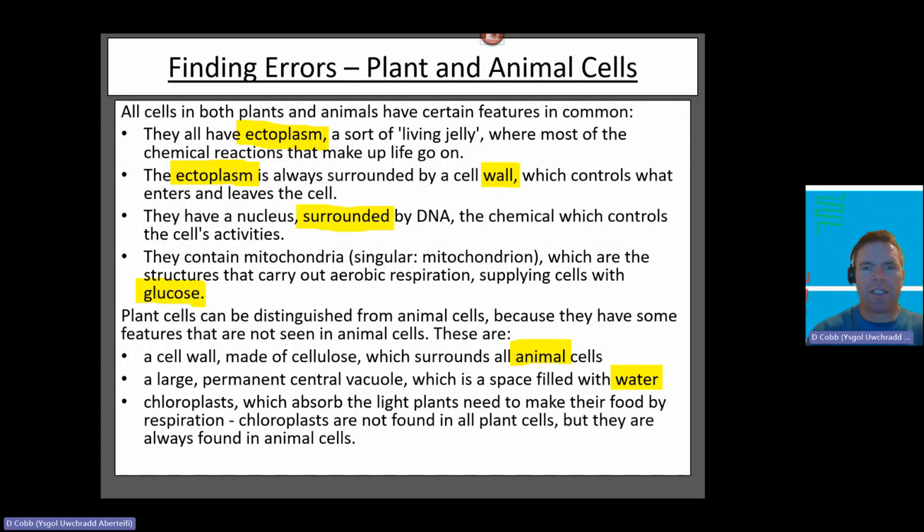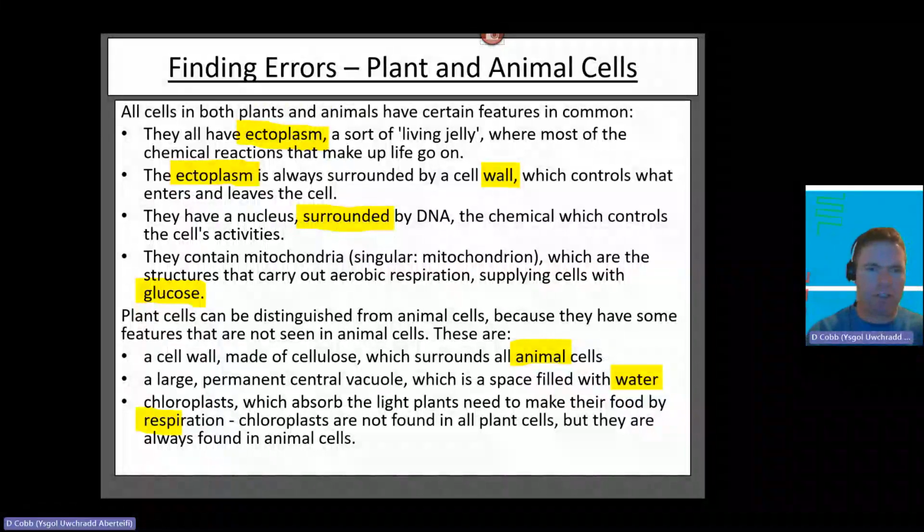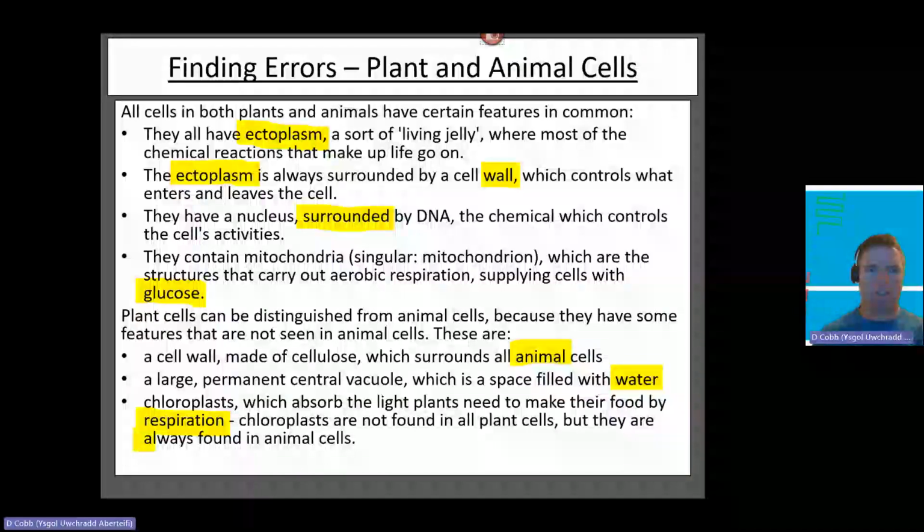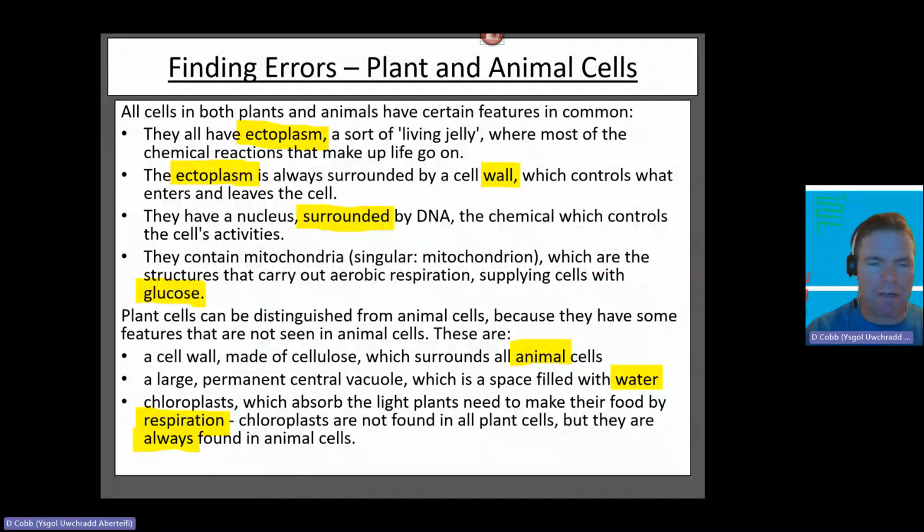Chloroplasts, which absorb the light plants need to make their food by respiration. They don't make food by respiration, they make it by photosynthesis. It says chloroplasts are not found in all plant cells, but they are always found in animal cells. No, they are never found in animal cells.